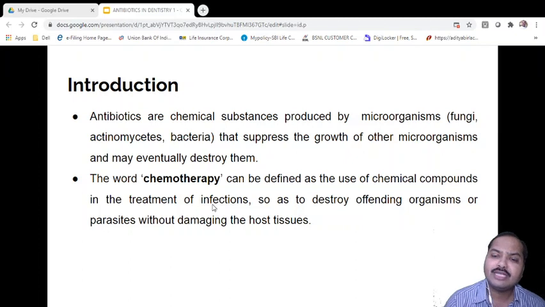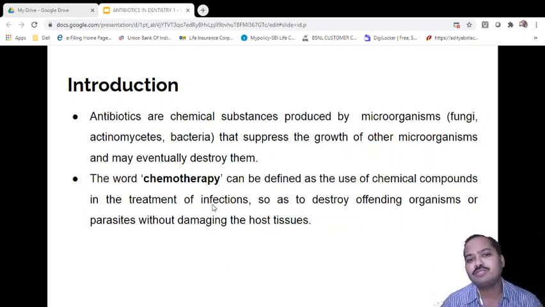The determinants of the clinical outcome of the antimicrobial therapy include nature and virulence of the offending organism, site of infection, possibility of establishing a surgical drainage, ability of the antibiotic to penetrate to that site, post-antibiotic effects, the adverse drug reactions which are involved, and also the efficiency of the host defenses. They will all be determining the outcome of the process.